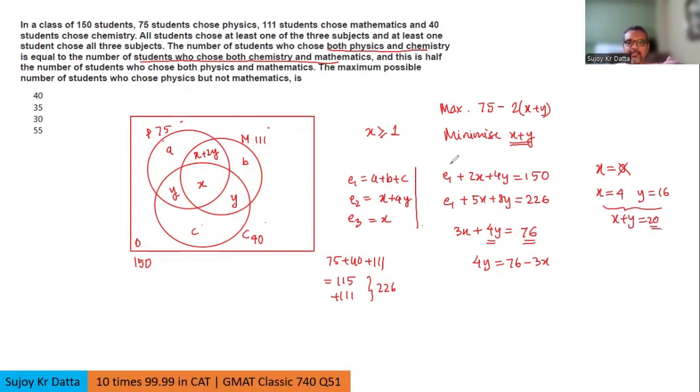So if that is 20 there, this now becomes 40, right? 75 minus 40, so our answer is 35. So that is the second option. Okay, let's move on.